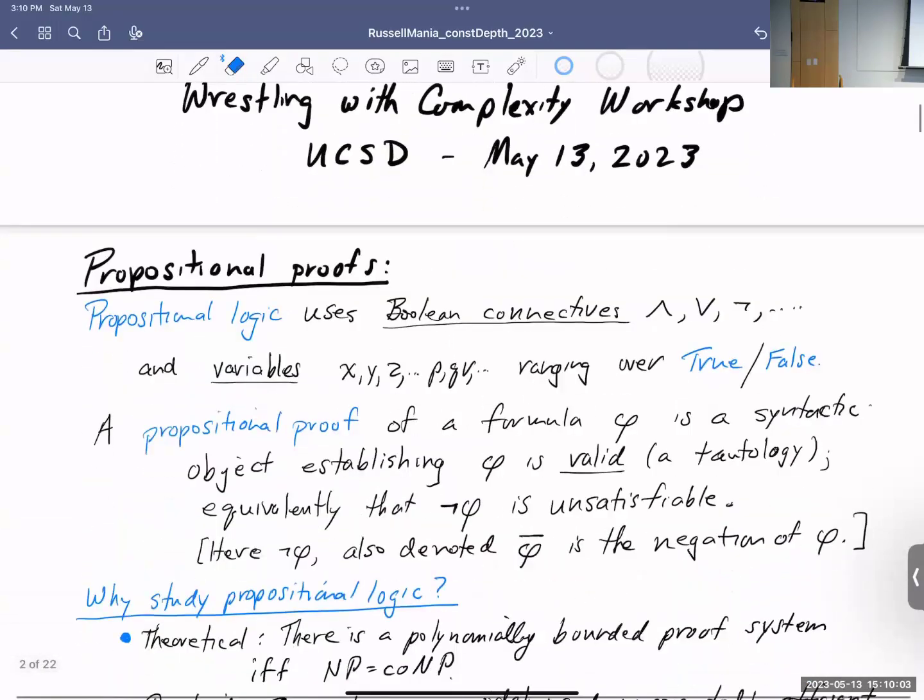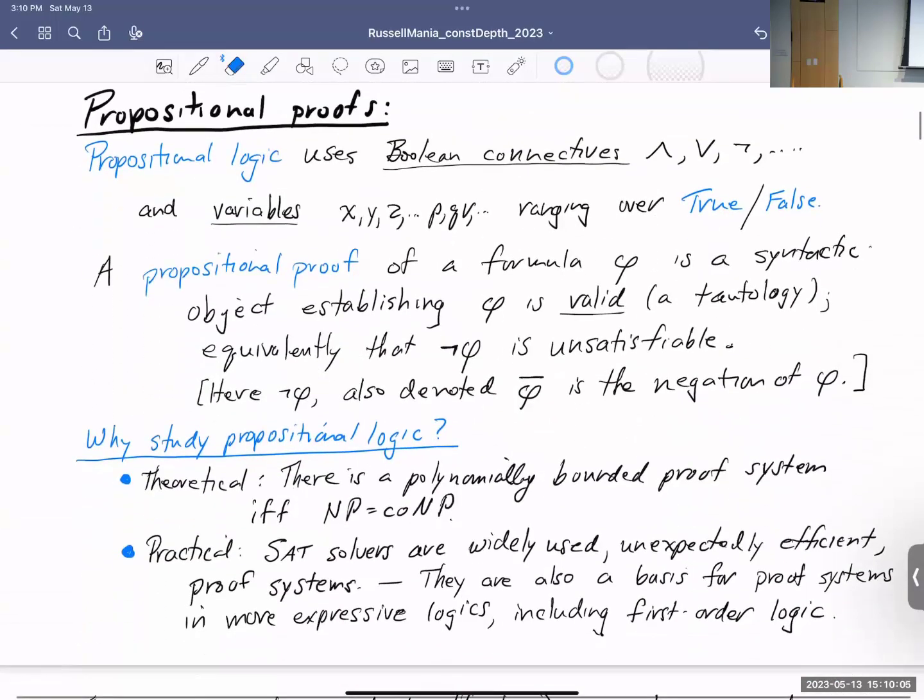So just as a very quick background here, propositional logic means logic over variables that range over true false values. We'll use connectives and, or, not to form formulas. And a propositional proof, of course, is a syntactic object establishing the validity of a formula, or a syntactic object refuting a formula being satisfiable, right? And so very quickly, I think everyone knows this, but let me say it very quickly here.